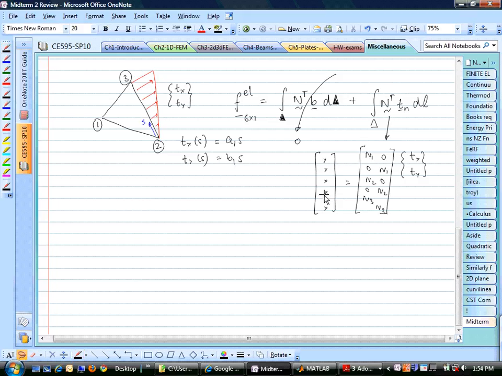So can you definitely say that any of these terms will be 0? None of these terms will be 0? How about the shape function for node 1? The shape function for node 1 is going to be 0 all along this edge, right? So in this integral, N transpose, both these terms will be 0. All along this edge, this N1 will be 0. So this will be 0, this will be 0.